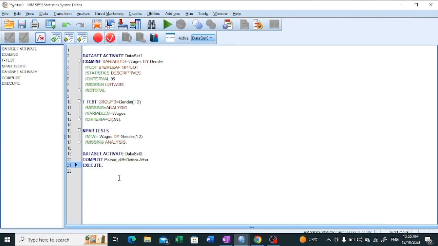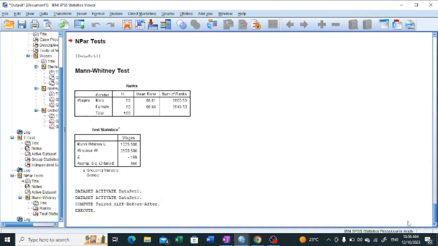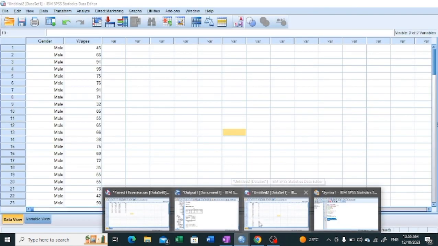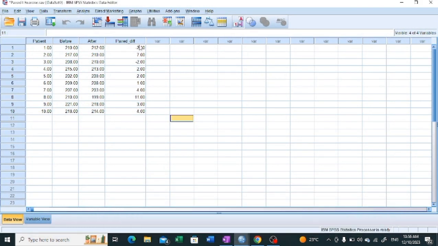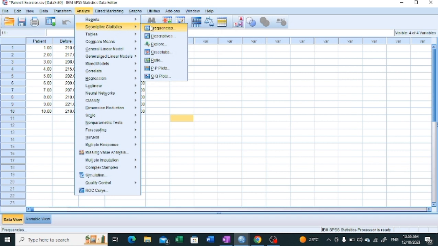Now we go for this to execute, and we can now see in the data file the paired difference variable will be automatically computed. Here you can see. Now on the pair difference variable, we have to perform normality test to check if the pair differences are normally distributed or not.